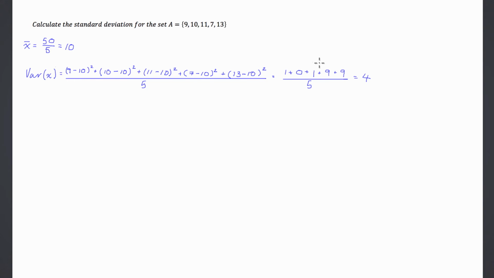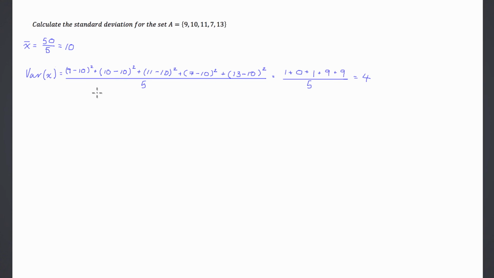Now, just a little bit of note on why we do what we do here. The reason that we square each of the numbers, like 11 minus 10 squared, as well as 7 minus 10 squared, is to discount whether the number is above or below the mean. Because if we just added together the distances away from the mean with their signs, the numbers that are below the mean would cancel out the numbers which are above the mean.